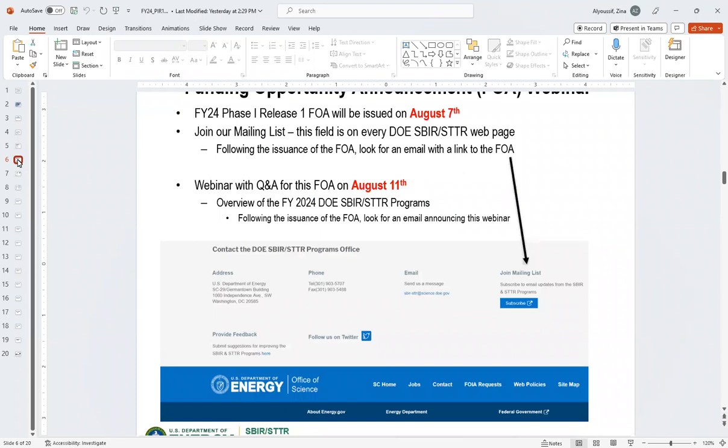The funding opportunity announcement is scheduled to be issued August 7. After that, we will have the funding opportunity webinar on August 11. In this webinar, you will hear from the SBIR STTR Outreach Manager, Dr. Eileen Chand, as she provides an overview of the application process and goes over a few changes to the program. So you will want to register for that free webinar. It is also an opportunity for you to ask questions as it relates to the actual application process.